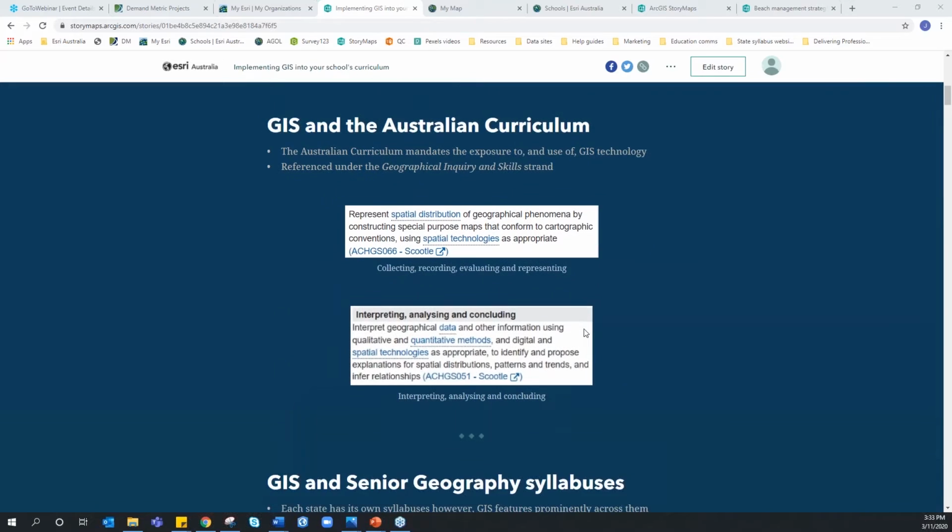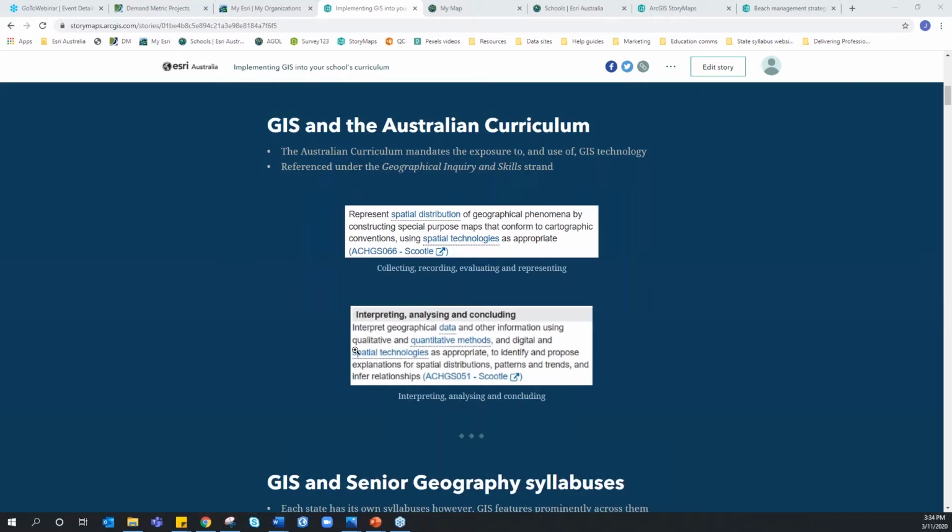Alrighty, jumping into it. What does the Australian curriculum say about using geospatial technologies? It essentially mandates that students are exposed to and use GIS technology in the classes, and this is actually evident from Year 7. After looking up the Australian curriculum under the geographical inquiry and skills strand, I've pulled out a couple of examples for us to read. So students will represent spatial distribution of geographical phenomena by constructing special purpose maps that conform to cartographic conventions using spatial technologies as appropriate.